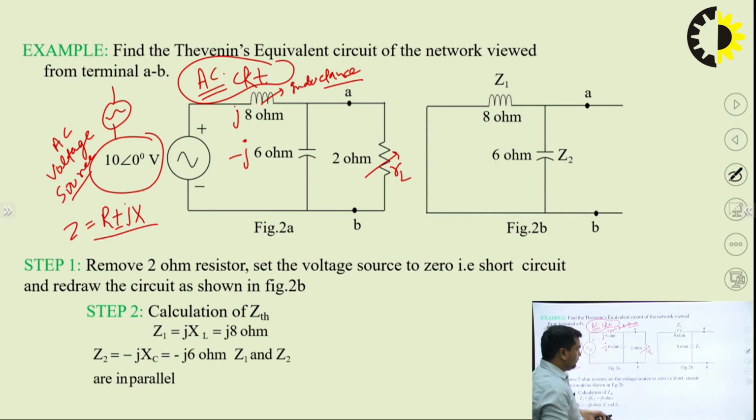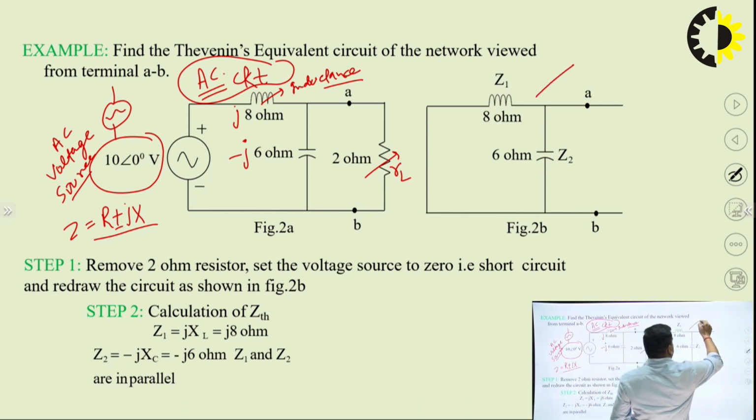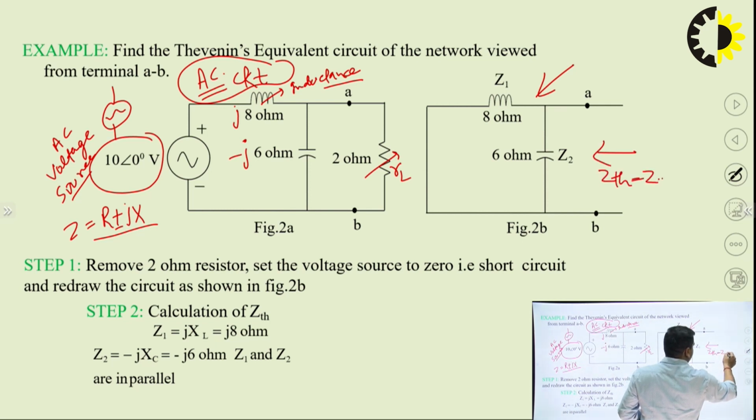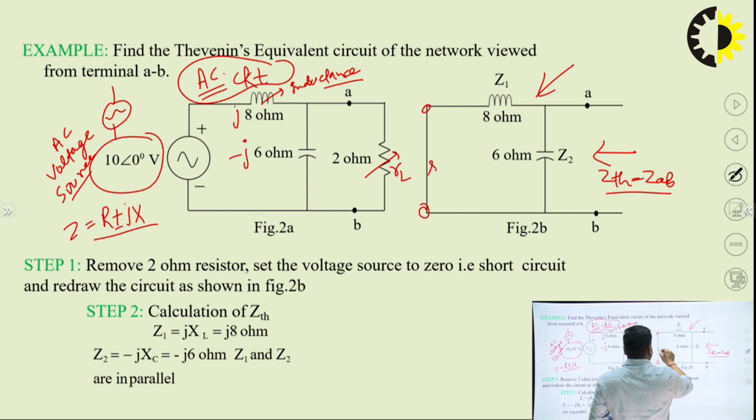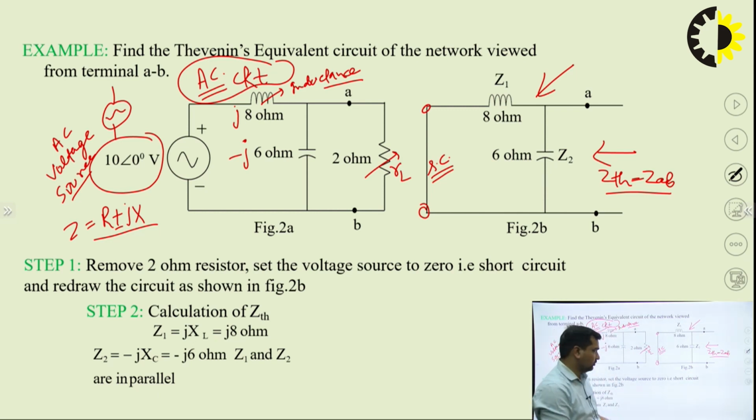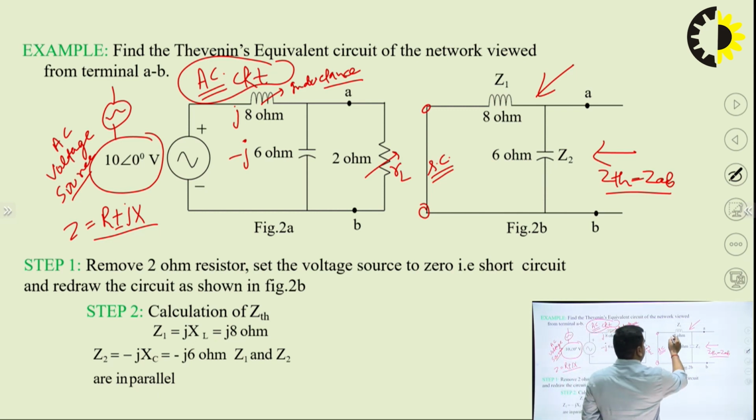First we have to find out, whatever you choose to find first, let's find out ZTH. Since this is an independent source, find out ZTH, here it is ZAB. Here the voltage source is short circuited. The procedure is the same for DC as well as for AC, there is no change. So here it is J8 and minus J6.